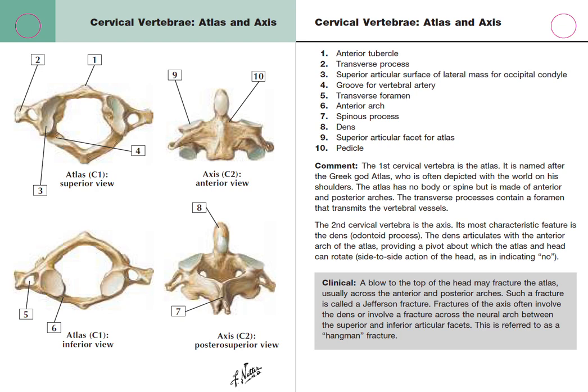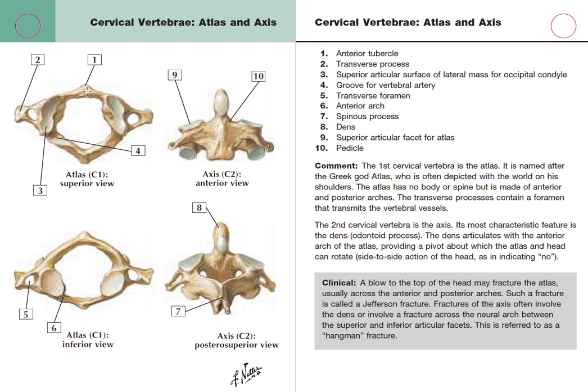We will continue with Dr. Frank Netter's flashcards on human anatomy, starting this time with the spine, the vertebrae, the cervical vertebrae, the atlas, and the axis. You can follow my pointer along for the labeled parts.